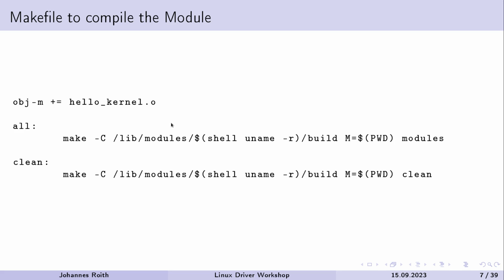So in theory, we could build multiple kernel modules at once if we just add more names here to this obj-m variable. Cleaning is quite similar. So we are also just calling the same Makefile again, the same path, but now the target is clean instead of modules, and that's basically it.